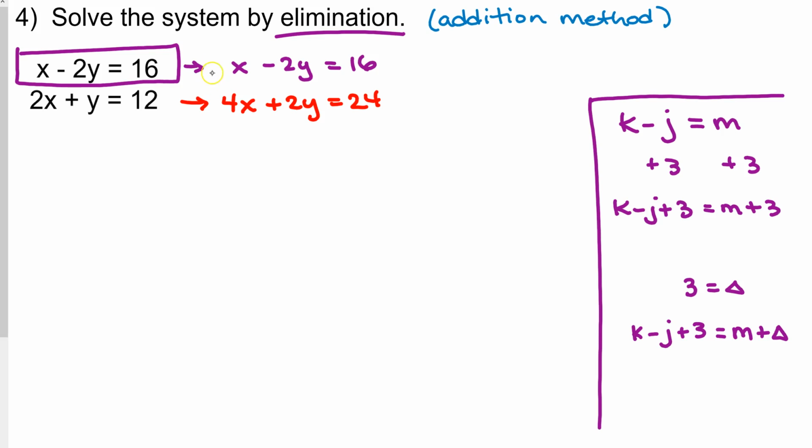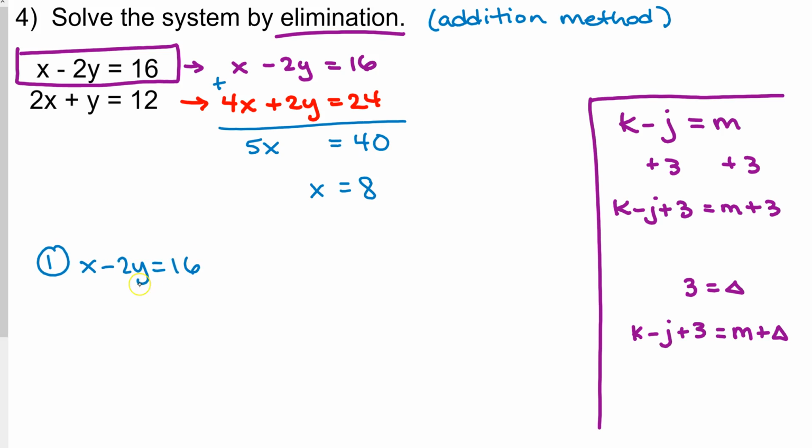So let's do that. We're going to add these equations together, and we have 5x plus 0y equals 40. Divide both sides by 5 and we have x equals 8. Now we go back in and we substitute to find the value of y. So if I go back into the first equation, x minus 2y equals 16, 8 minus 2y equals 16. So negative 2y equals 8. So y equals negative 4.